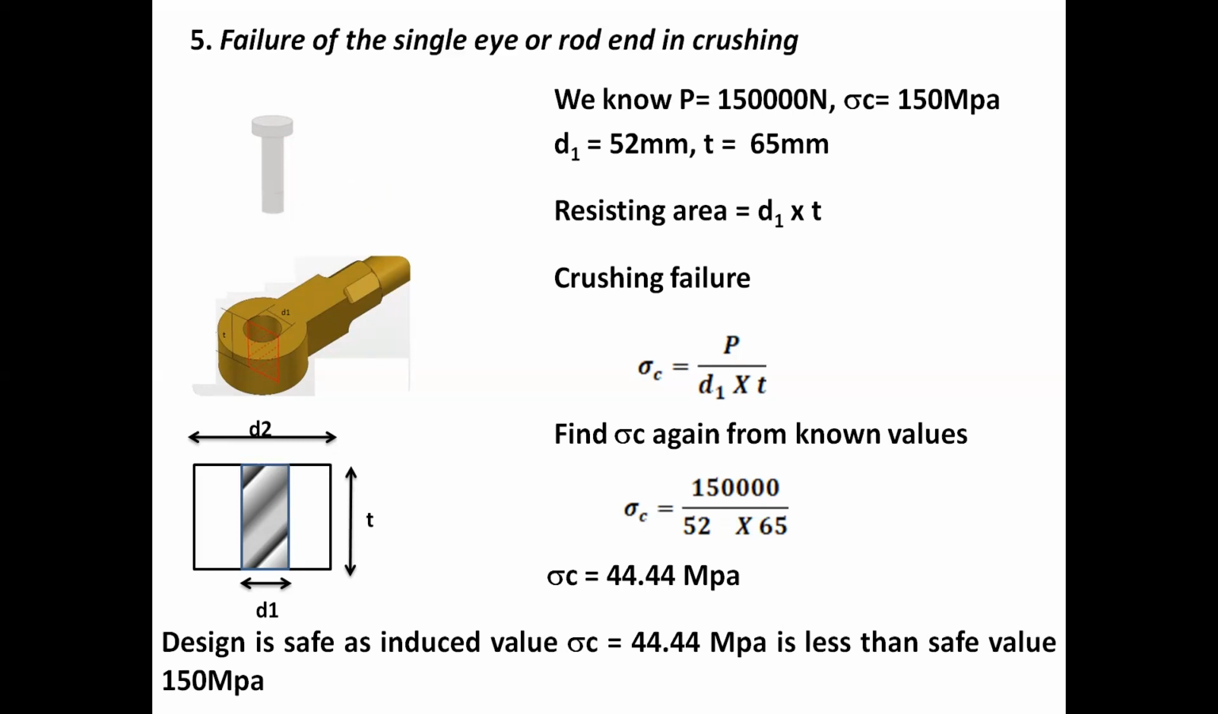That means the given dimensions are also verified under crushing. Let us go further. The next component is our fork end, or double eye. So when we think about the failure of the fork end in tension, again a similar kind of failure you can find: tension failure of the fork end.